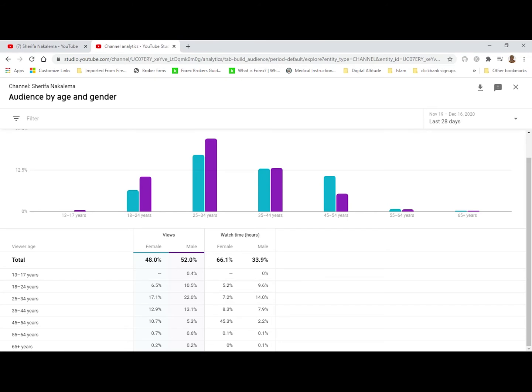Let's see. 48% are female, 52% are male. But you see what happened to the watching. This is watch time. This is views and watch time in hours. Although I have 48% female and 52% male, which means I have more men than women, look at what happened to the hours.